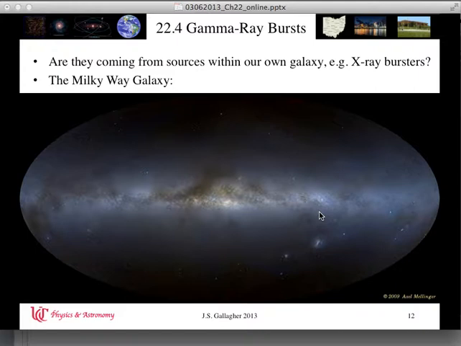Well, if you take a look at a 360-degree panorama of the sky, this is what you see. You see this band that goes across the sky, 360 degrees, that represents the Milky Way.